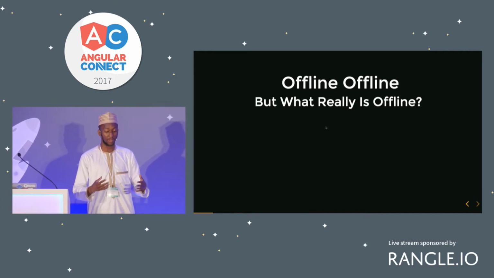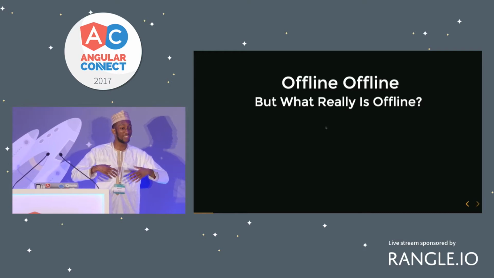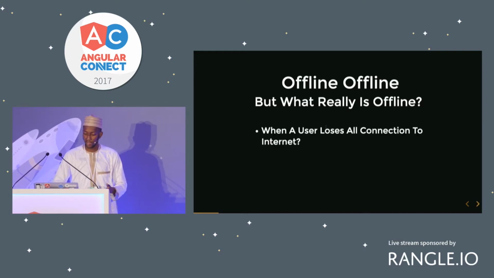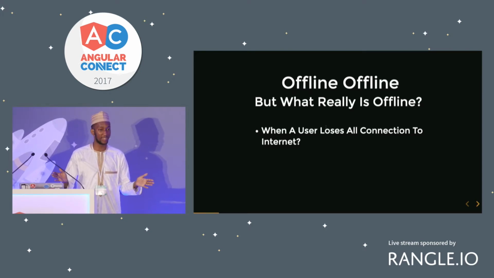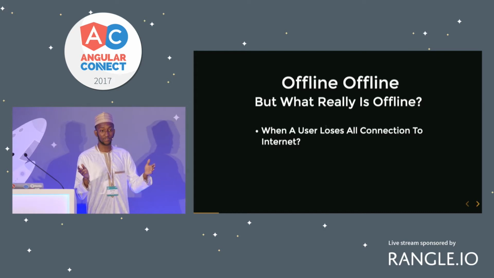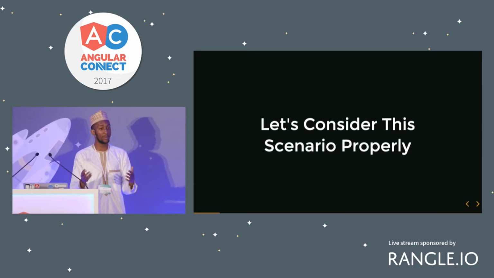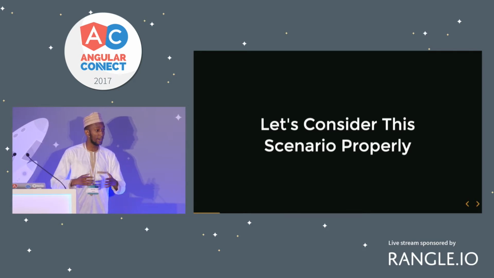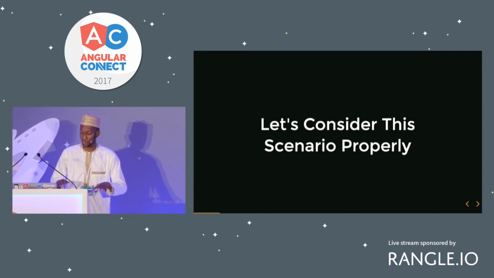People talk about offline, but what really is offline? What really constitutes an offline state? I think the first one we know is when a user loses all connection to the internet. You're in a train somewhere, you don't have any service bars, or you go on airplane mode. You're on a flight somewhere, you have no access to the internet at all.